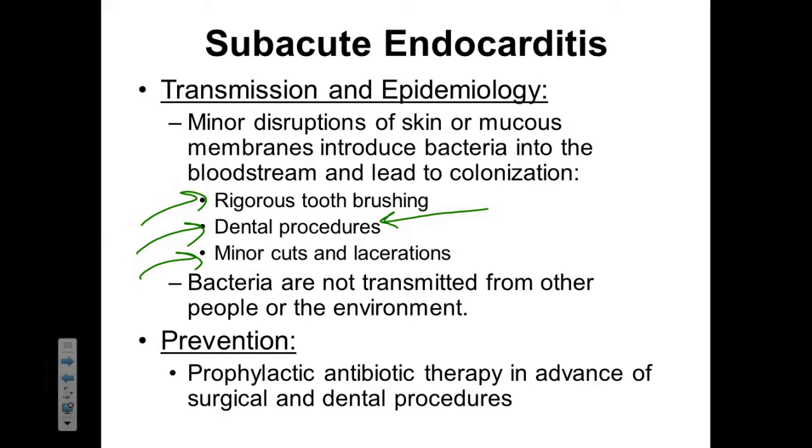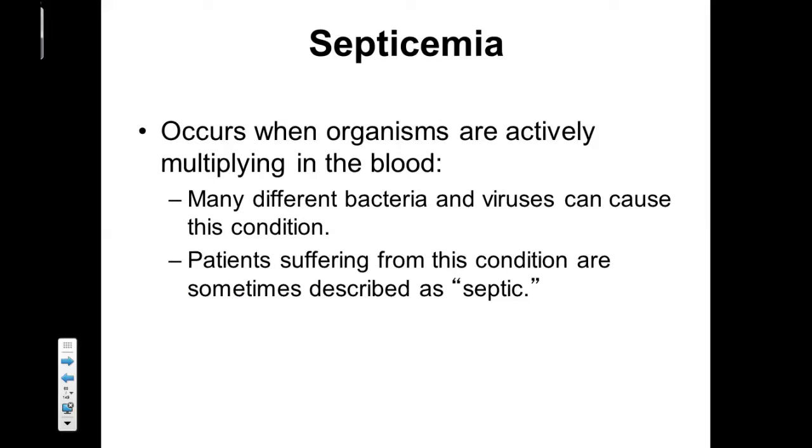We typically are not going to have bacteria transmitted from another person to the bloodstream, causing subacute endocarditis, or from the environment. Generally speaking, the bacteria that cause subacute endocarditis go from the surface of the patient to the bloodstream of the patient. So we can have that prophylactic antibiotic therapy in advance of any surgical procedure, or for patients that are at increased risk before they receive any dental procedures, to help prevent subacute endocarditis from forming.